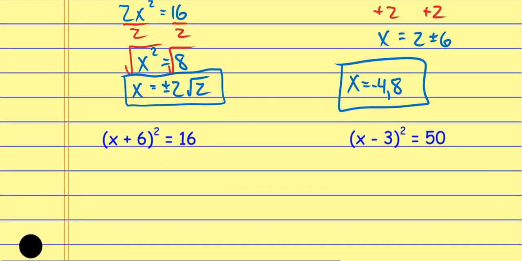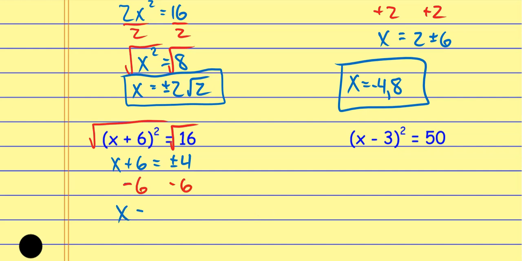Okay? If I look at this one, once again, I have parentheses. I'm going to undo that last. So I'm going to undo the exponent by taking the square root of each side. So that leaves me with x plus 6 equals, this is once again going to be plus or minus the 4. Now I can undo what was in the parentheses by subtracting the 6 from each side.